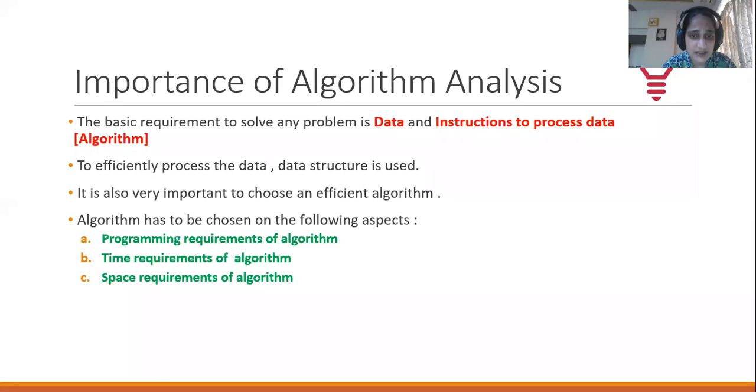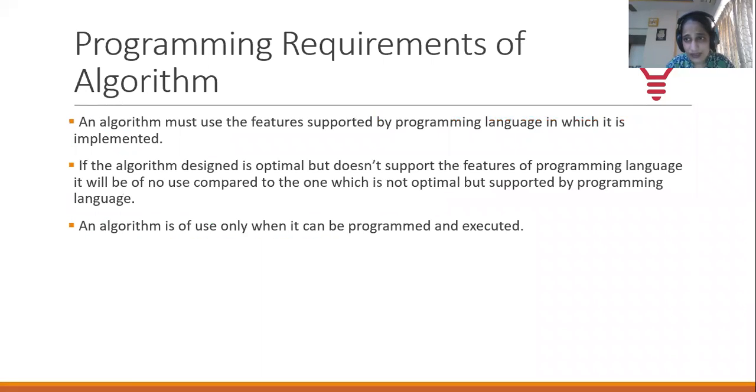So once we are in a scenario wherein we have to choose the algorithm, we'll start making a comparative study. For algorithm one, what are the programming requirements, what are the time and what are the space requirements. Algorithm two, what are the programming, time, and space requirements. That's how we are going to go about it. Now what exactly are they? What do we mean by this? Let's see.